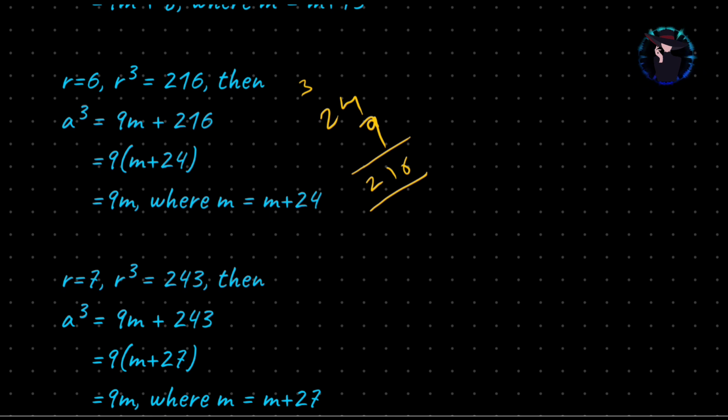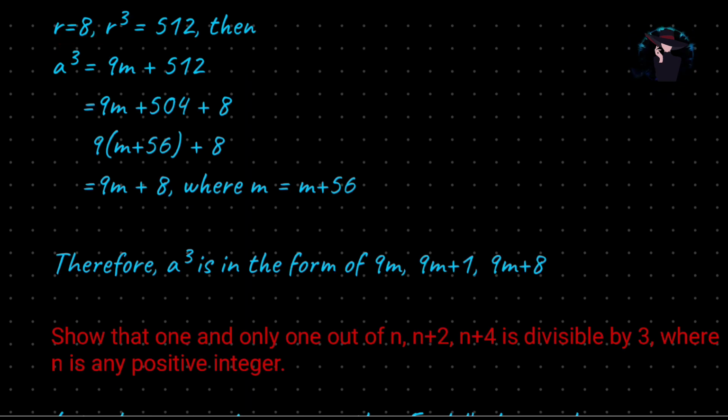Now the last one is r as 8. 8 cube is equal to 512. Then a cube is equal to 9m plus 512. Does 512 come in the 9 table? No. So which number comes in the 9 table? That is 504. So we'll take 504 plus 8. 4 plus 8, 12. 504 plus 8 is equal to 512.